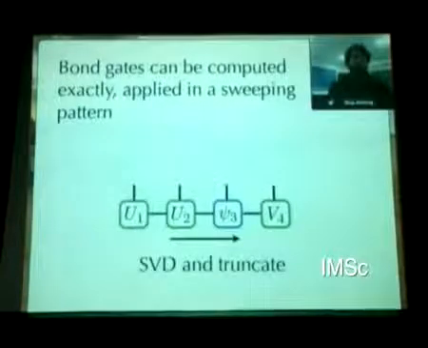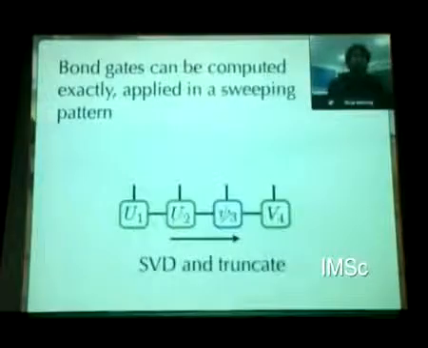In this way, you move through the system in a sweeping-like pattern. It's actually very similar to doing real-time DMRG. You're just using a different kind of gate. Each time you SVD, you also truncate to control growth of your bond dimension. Okay, hopefully that helps. One more question.